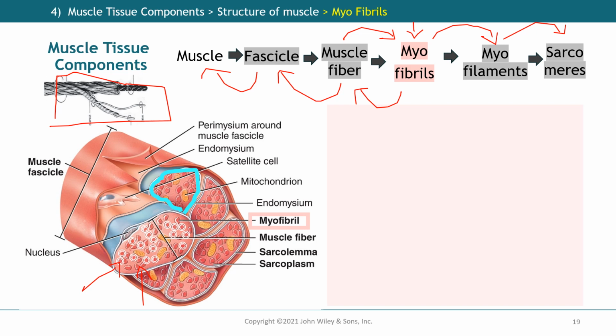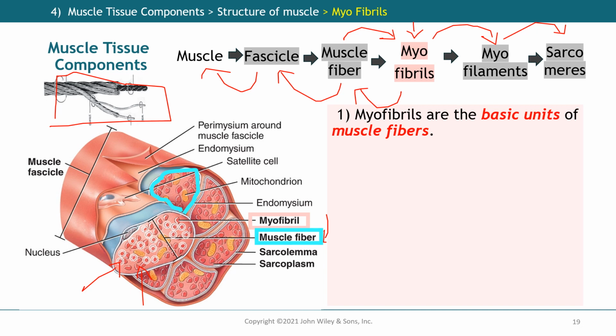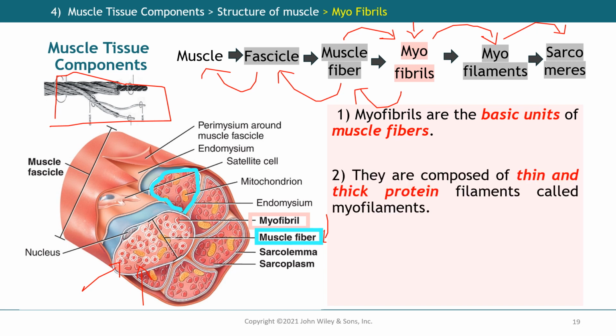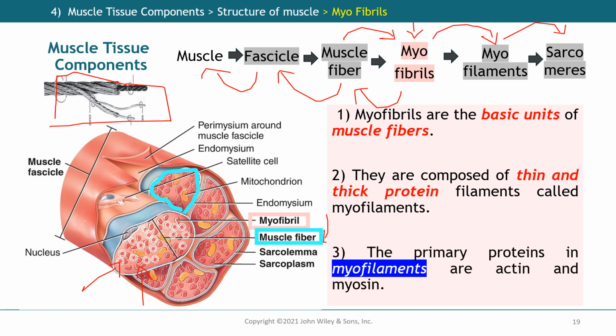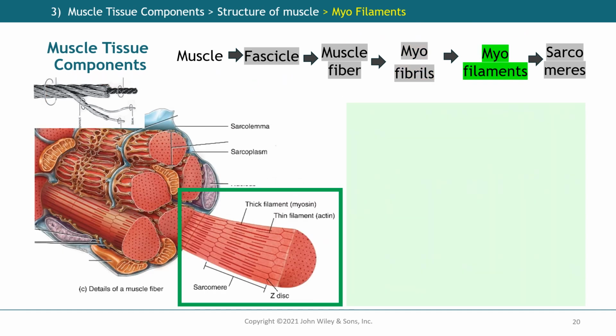So just to summarize all this information, we were in the muscle fiber, and each muscle fiber has as a basic unit many myofibrils. Those myofibrils are composed of thin and thick proteins called myofilaments, that is the next level, and the primary proteins of the myofilaments are actin and myosin, which are responsible for muscle contraction. So we are almost done.